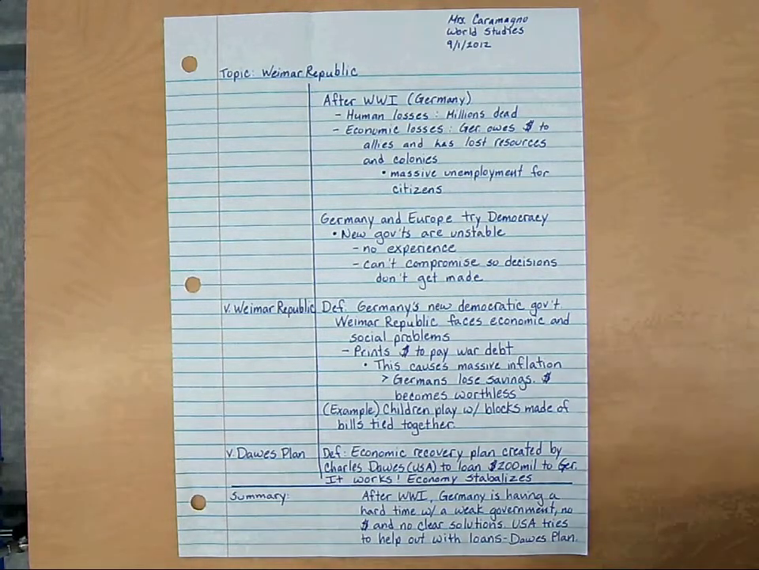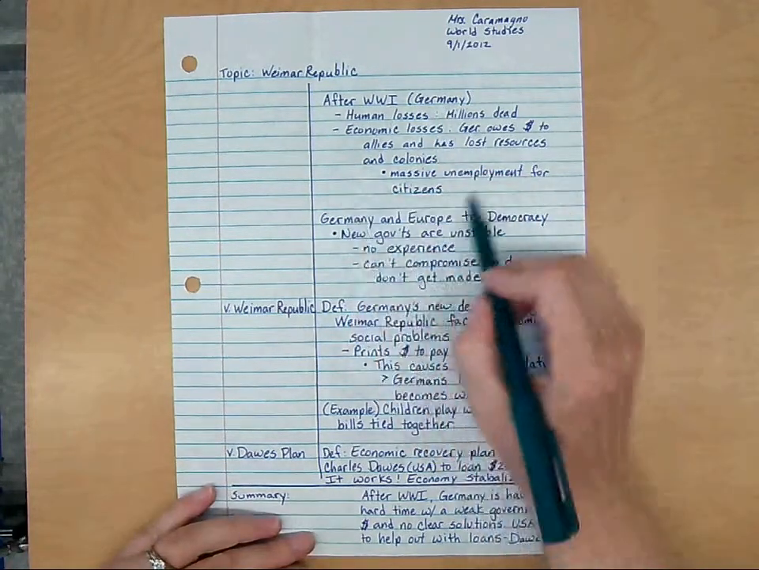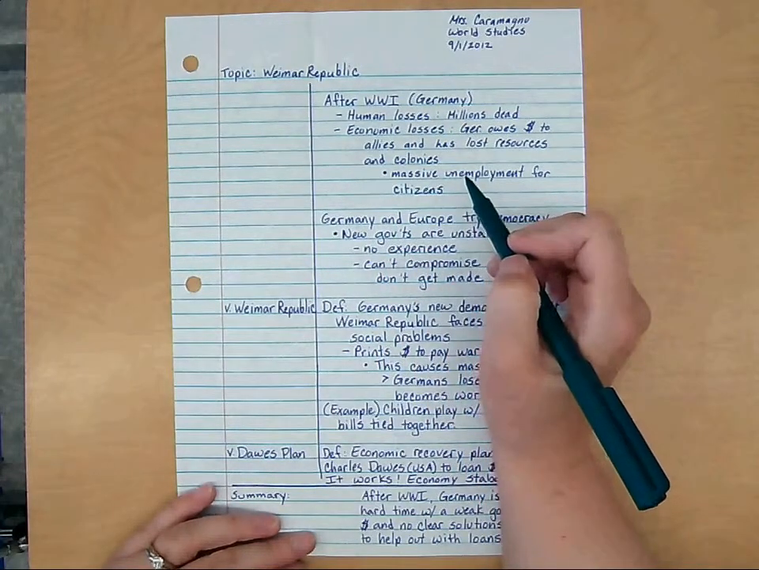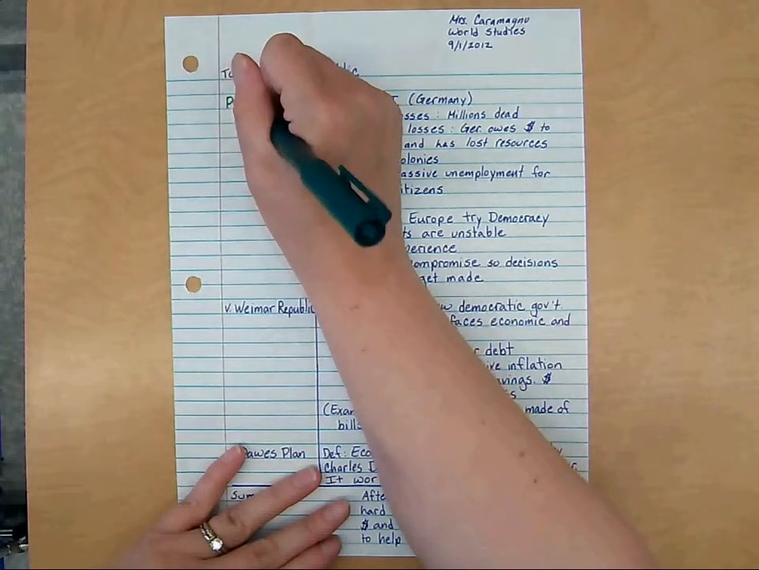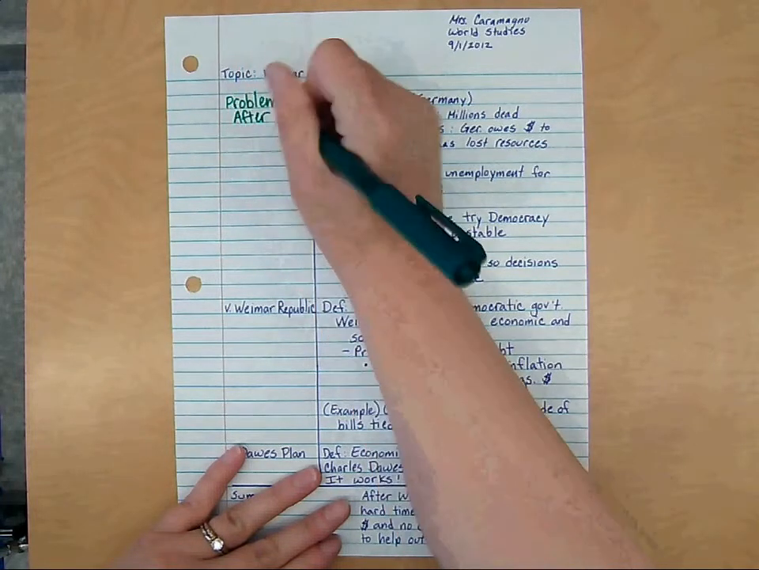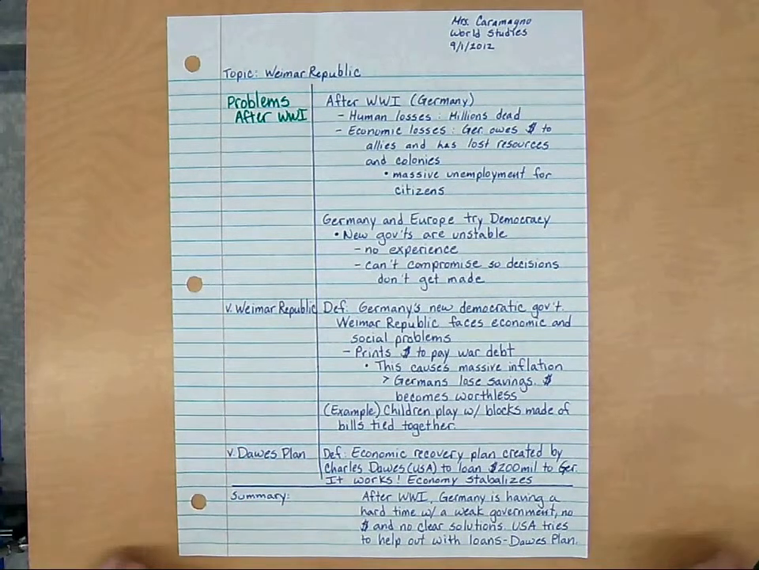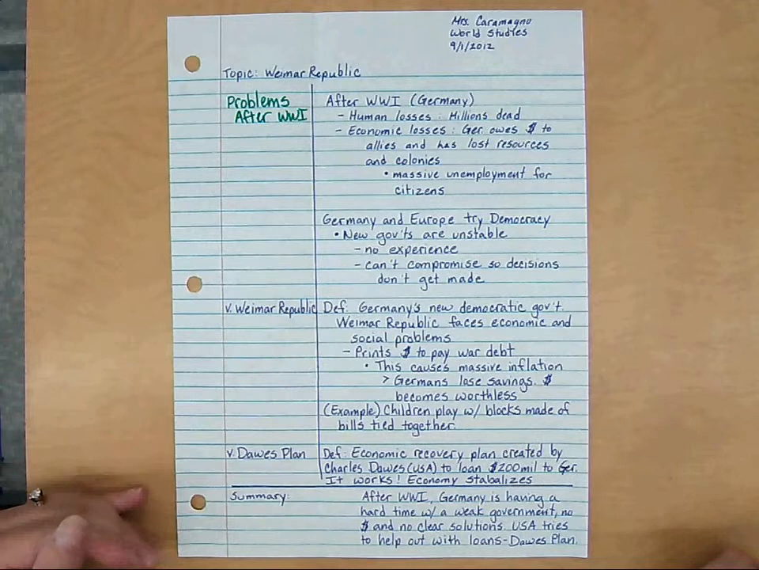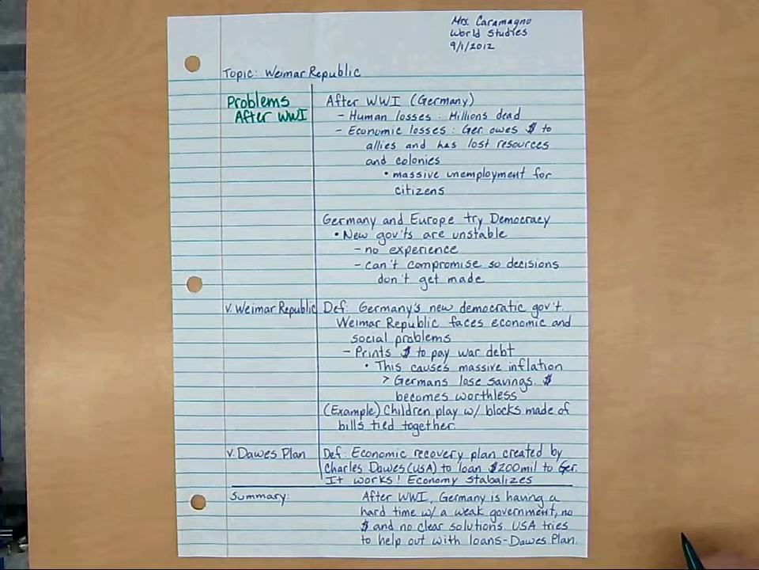First, I'm going to write a little bit about the information in this column. Namely, that all of these things are problems that happened after World War I. Later, when I'm reviewing my notes, it will be easy to find this information. I'll just scan the left-hand side, and I'll know what details I can find on the right-hand side. That's why you do this.